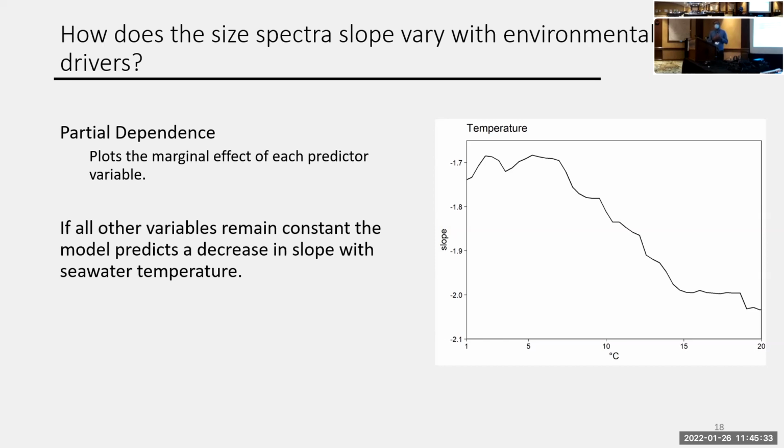Generally, this plot shows that above about 7 degrees Celsius, as seawater temperature increases, the spectra slope decreases. This is useful because we can see that independently of other predictor variables used in the model, we expect to see steeper slopes in warmer seasonal environments at Martha's Vineyard.